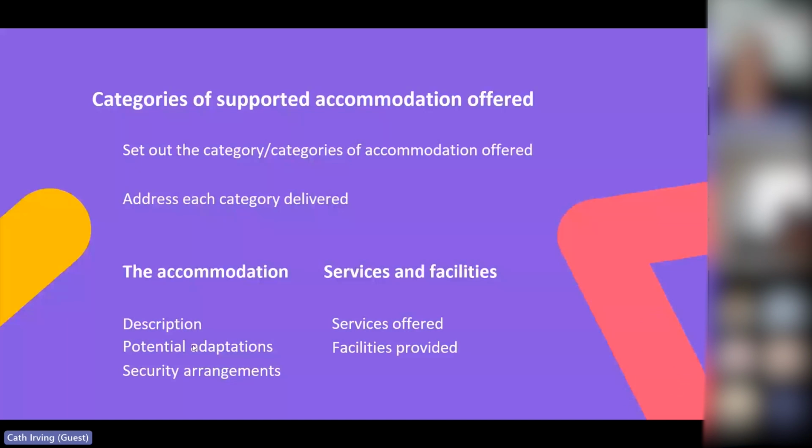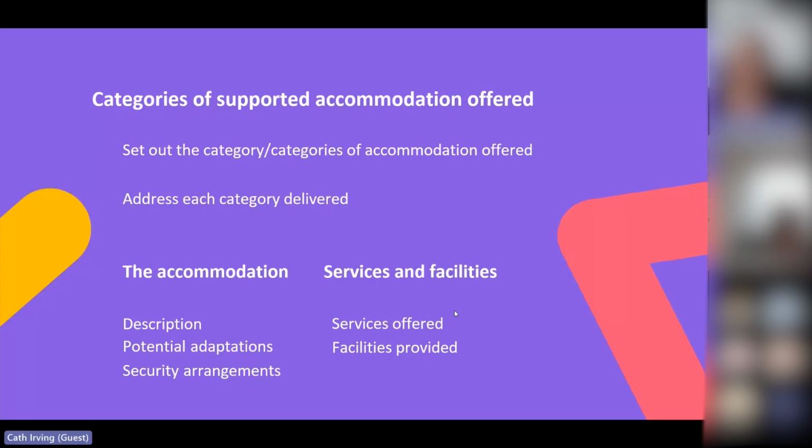So first and foremost, you need to think about your categories that are offered. So it's going to set out those categories of accommodation that you're offering by the service. And if you're delivering more than one category, then making sure that you address each of those categories. And you need to tell Ofsted which category or categories you're applying to operate supported accommodation under at the point of registration. And registered persons need to demonstrate that they have the capacity and appropriate experience and skills to manage or carry on that service, having regard to the category or categories of supported accommodation that are going to be provided or are already being provided.